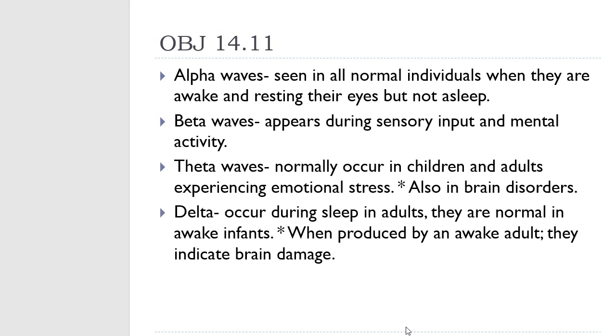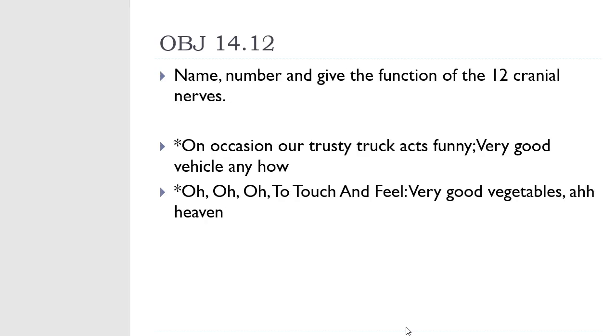Theta waves occur in children and adults when you're experiencing emotional stress, which is probably what you're experiencing now because we're getting closer to the end with finals. You also see this in brain disorders. And then we have delta. Delta waves occur during sleep in adults. They are normal in awake infants. So when an adult is awake and we see delta brain wave activity, we know that there is some type of brain damage.